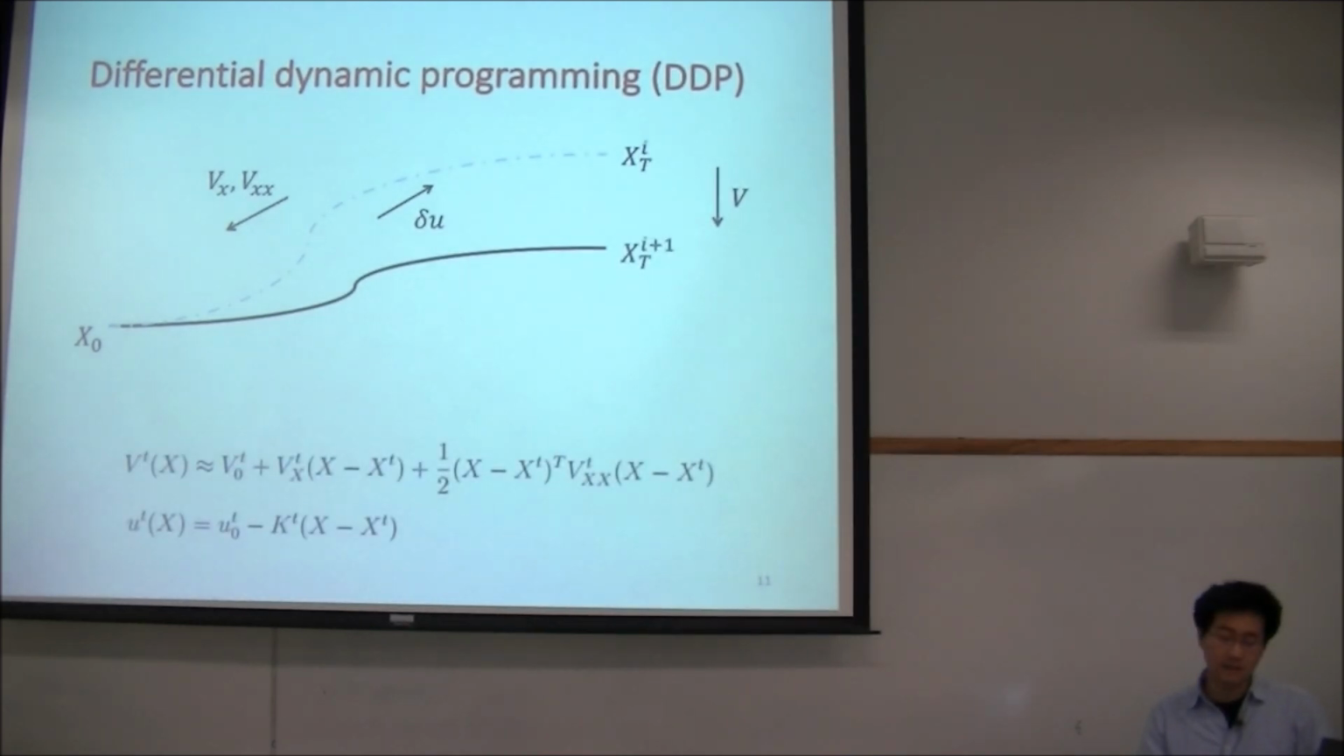At the end, we have a value function approximation that looks like this. It's a quadratic approximation, and we also have a linear policy that looks like this. LQR is a simplified version, or a special case, of DDP in the sense that the system is linear and the cost is purely quadratic.